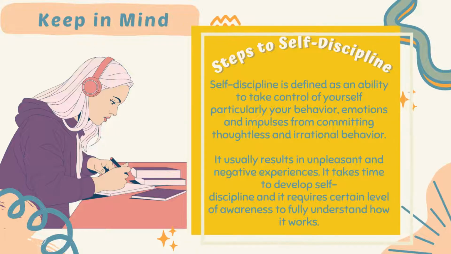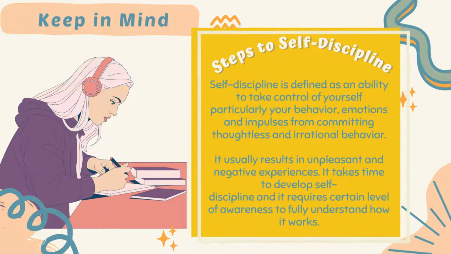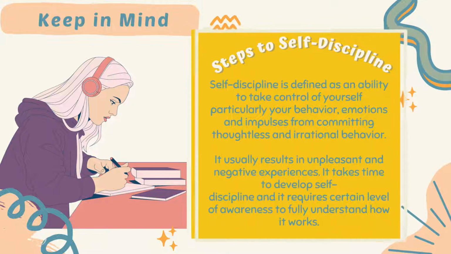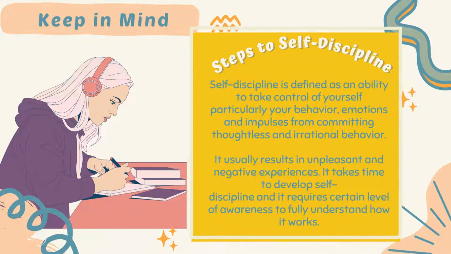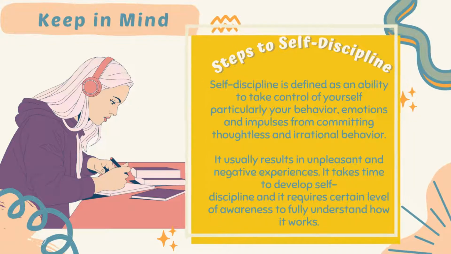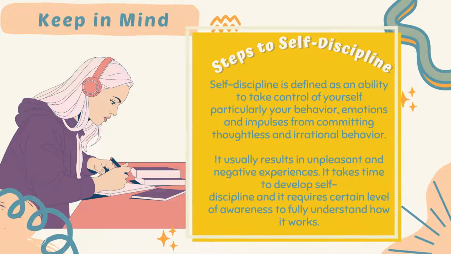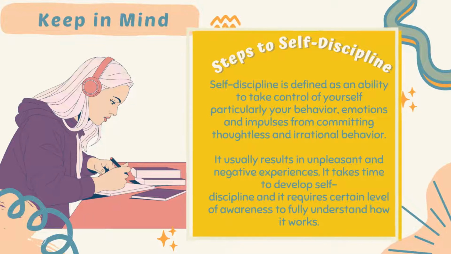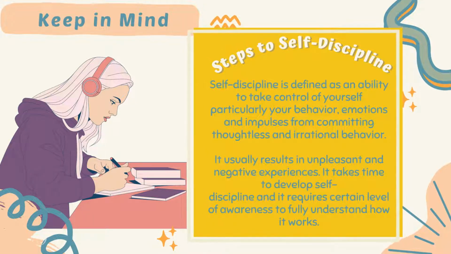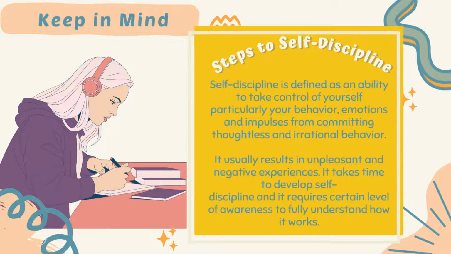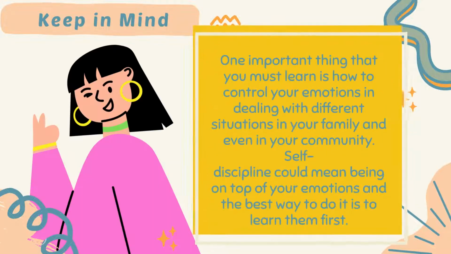Keep in mind, self discipline is defined as an ability to take control of yourself, particularly your behavior, emotions, and impulses, from committing thoughtless and irrational behavior. It usually results in unpleasant and negative experiences. It takes time to develop self-discipline, and it requires certain level of awareness to fully understand how it works.